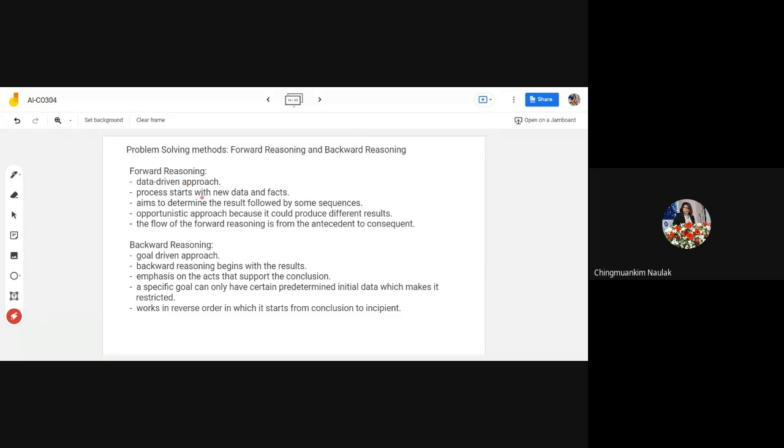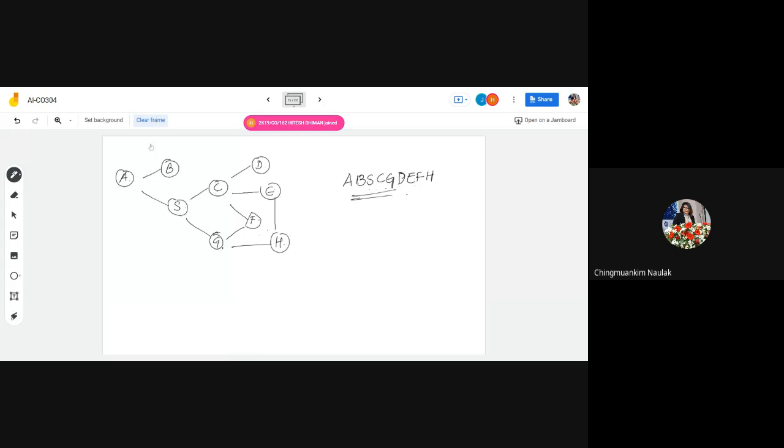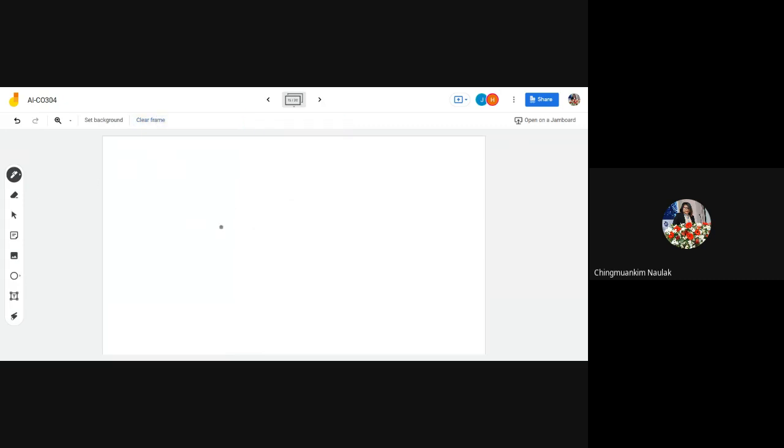And as I have said, the process starts with new data and facts, and the aim is to determine the result followed by some sequences. The approach that is followed here in forward reasoning is the bottom up approach. Let me write down here on the board: forward reasoning.